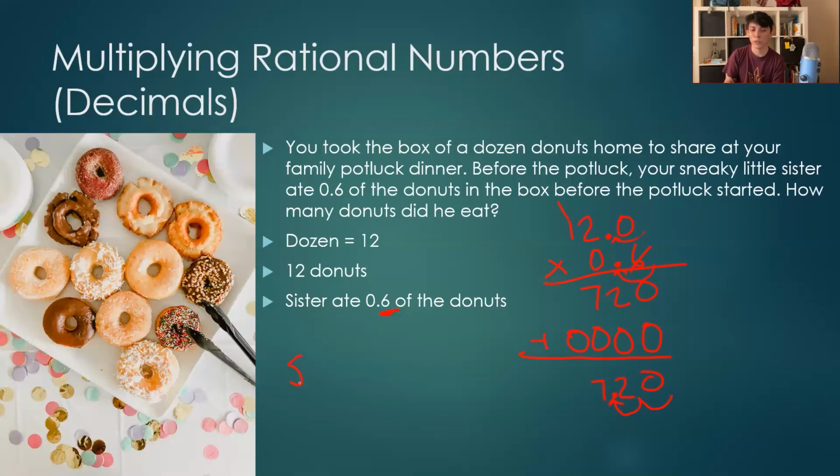So your sister ate, actually I already put this in the presentation, so your sister ate 7 2/10 donuts, which is really gross and also very inconsiderate because she ate most of the donuts, and also she took a bite of one and decided, oh, I don't want any more all of a sudden, and just left it there. But you're going to forgive her because she's your sister, so that's okay.